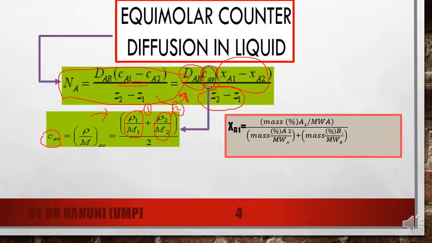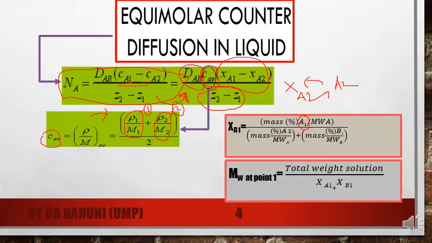And this one is the formula to calculate XA1 and XA2. For XA2, you just change the term from A1 to A2. So basically it refers to the mass fraction at point 1 and point 2. And this is the molecular weight at point 1, according to this formula. The total weight of the solution usually depends on the question. Sometimes if it is given, you can use the information from the question, but if it is not given, you can use an assumption, like 100 kg or 1000 kg, something like that.